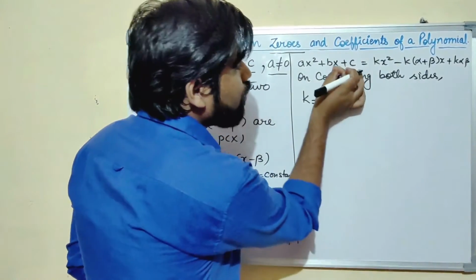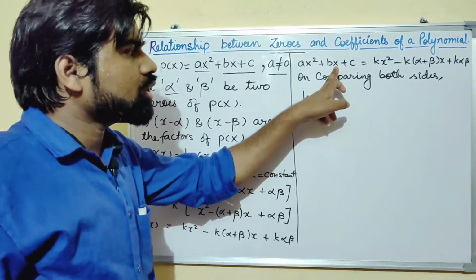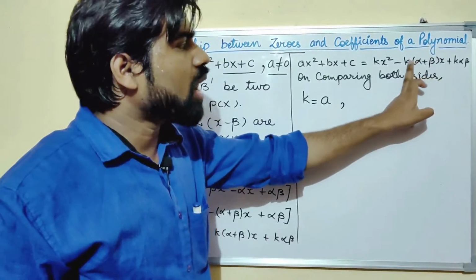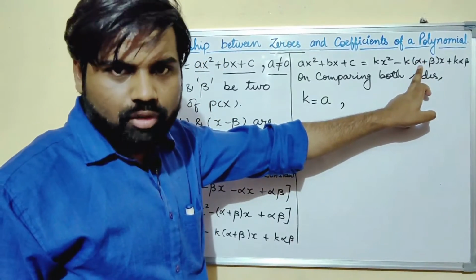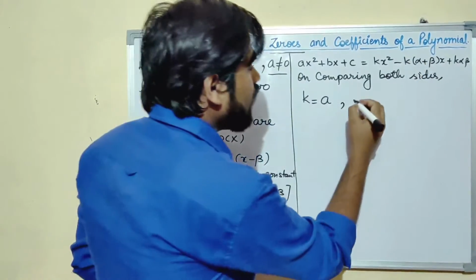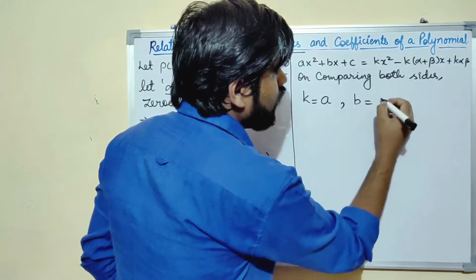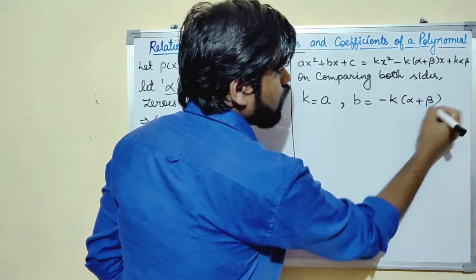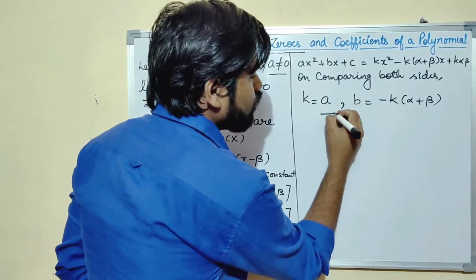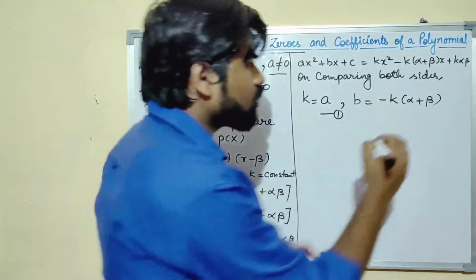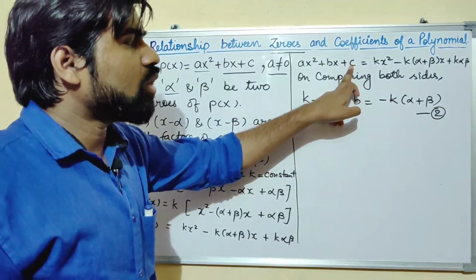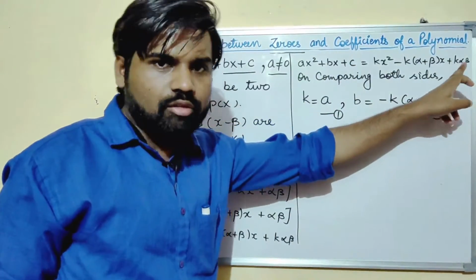Now, on comparing the second term, you can see that the coefficient of x here is b. Here the coefficient of x is minus k into (beta plus alpha). So you can write that b is equal to minus k times (alpha plus beta). Let us assume this as the first equation and this one as the second equation, and you can see that the value of c will be k times alpha beta.